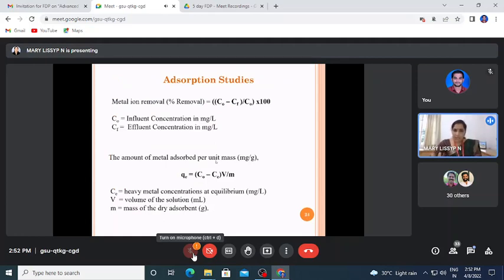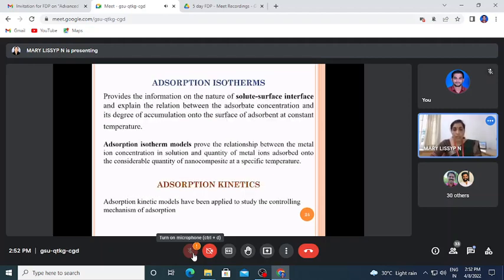This is very general. You know how the percentage removal is calculated in adsorption studies, and also the adsorption capacity formula. I'm not going into detail. Coming to the isotherm, in adsorption studies the two important topics are adsorption isotherm and adsorption kinetics. Why are isotherms important? Because they give information on the nature of solute-surface interaction at a constant temperature.